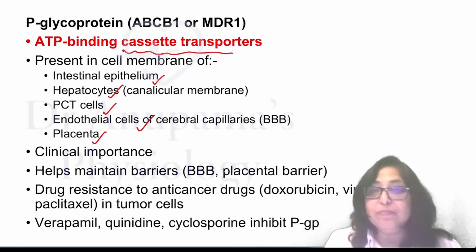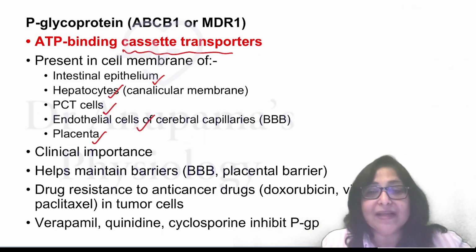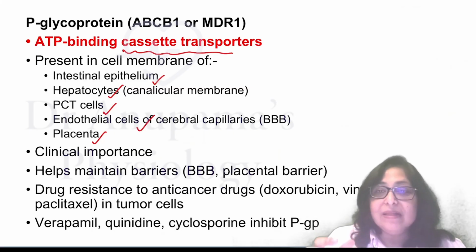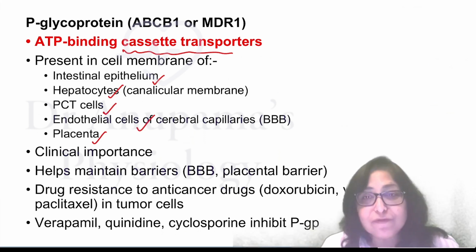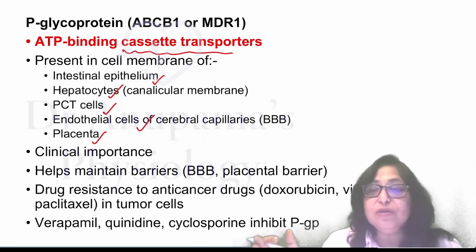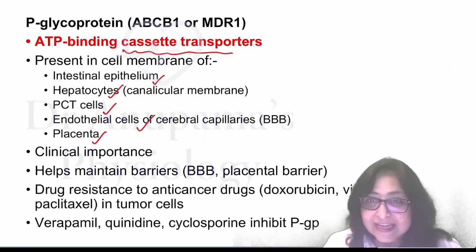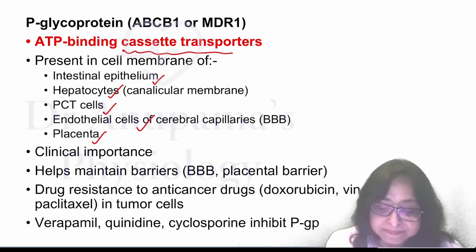What is the clinical importance of the P-glycoprotein? So it helps to maintain these different barriers, like the blood-brain barrier, which we know is formed by the tight junctions between the endothelial cells of cerebral capillaries. The P-glycoproteins do not allow substances to pass freely into the brain. They help to maintain the placental barrier. As I just told you, they are present in the placenta. They limit the movement of substances towards the fetal side. They pump the substances, drugs, etc. back into the maternal circulation.